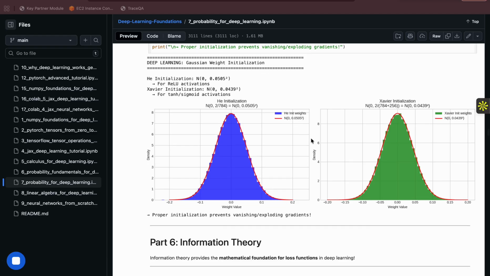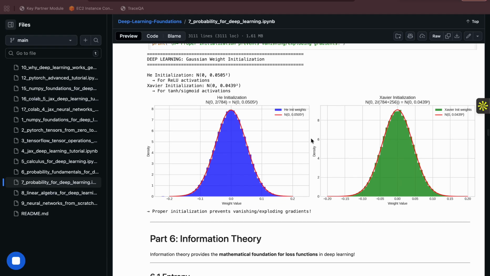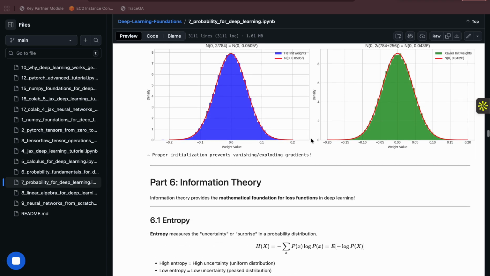So here we implement He and Xavier weight initialization methods using Gaussian distributions.